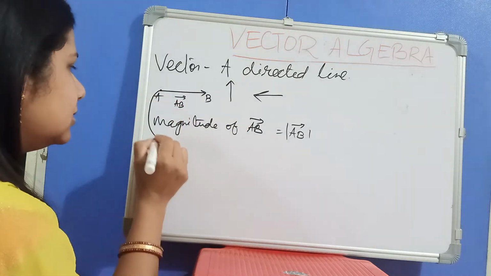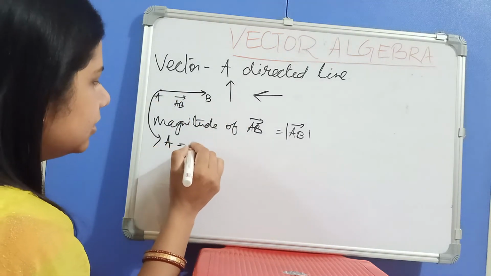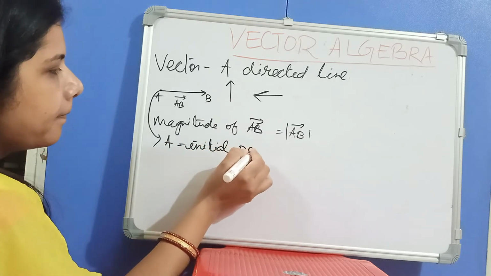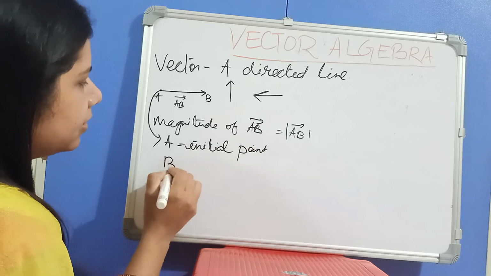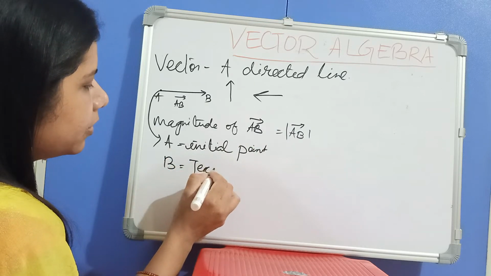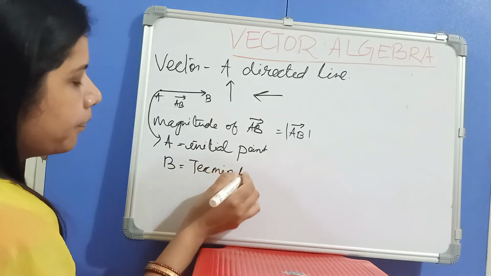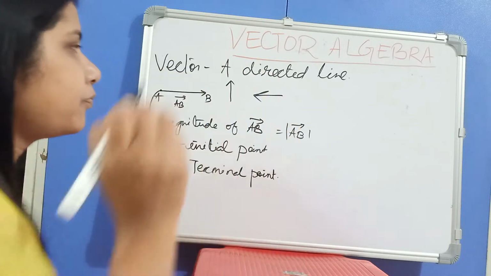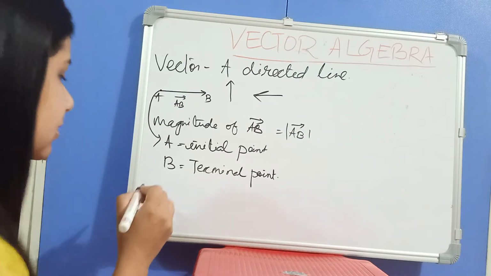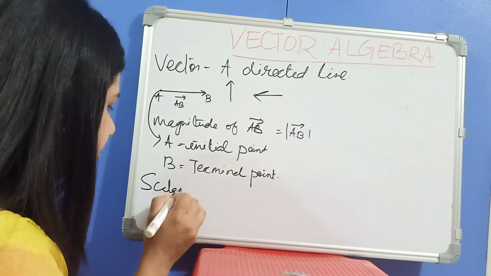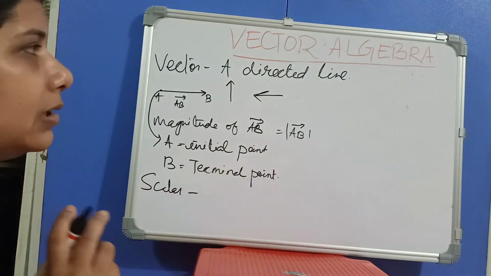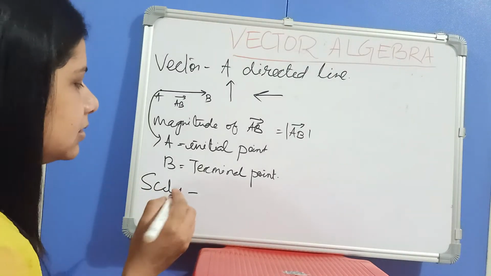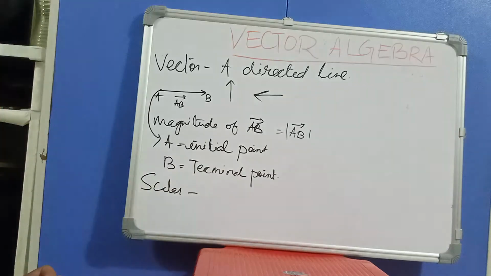So here this A point is called the initial point and this B point is called the terminal point. And what is a scalar? A scalar is just a number, only the magnitude, no direction. So scalar in mathematics, it is just a number.